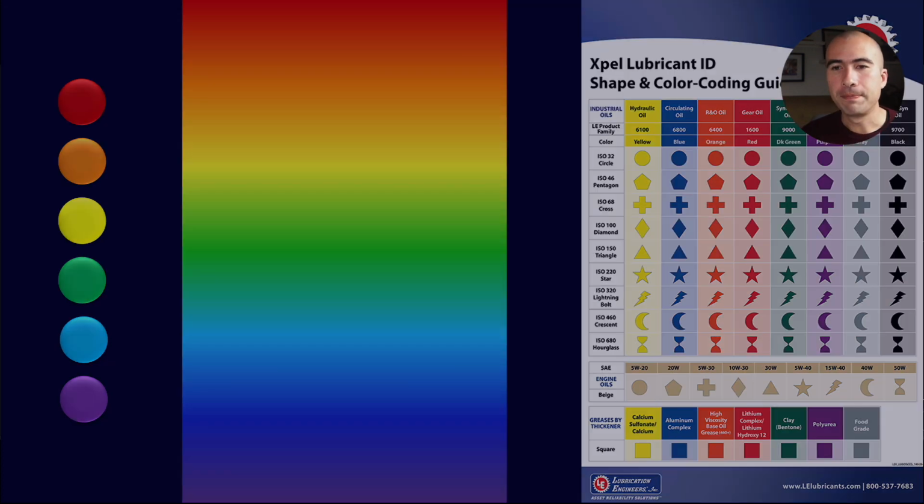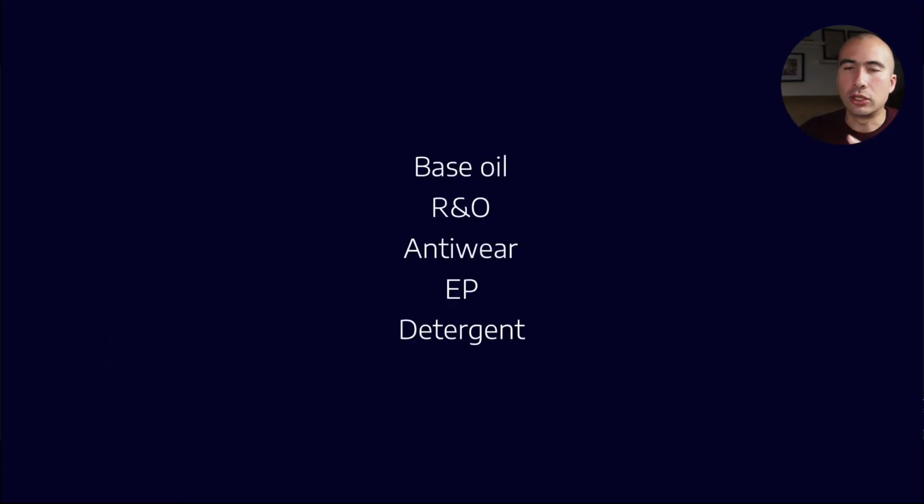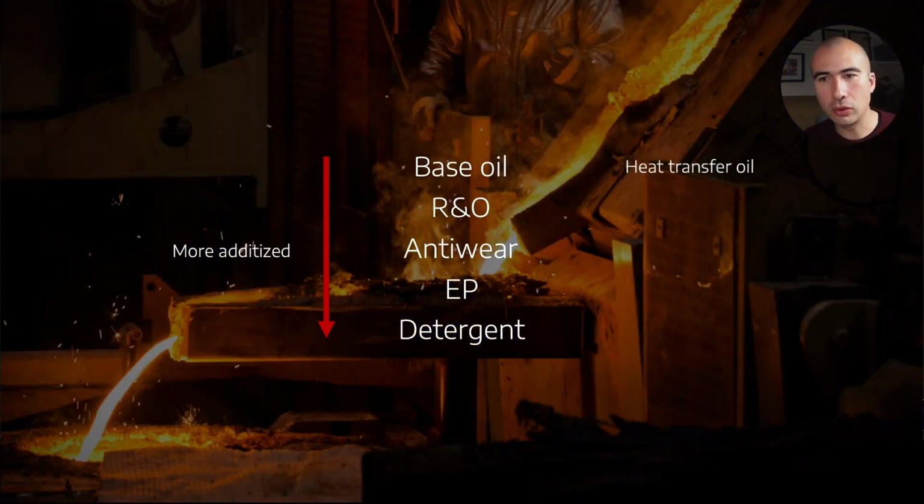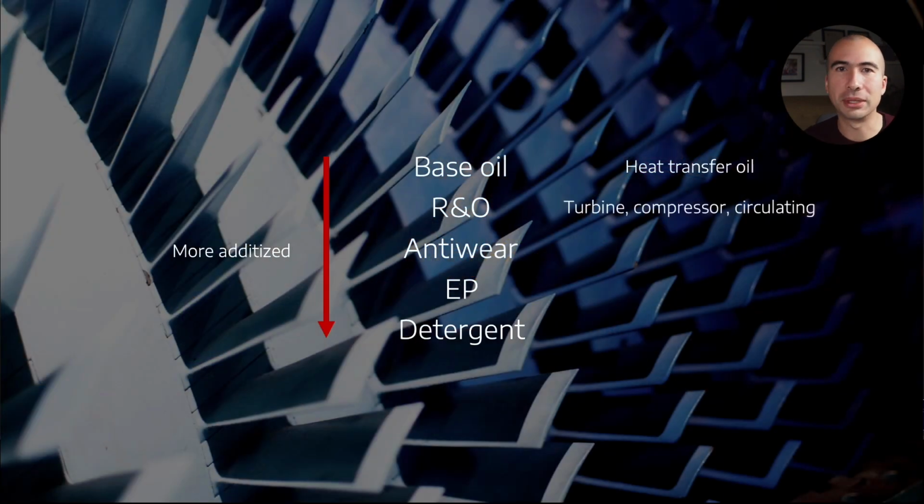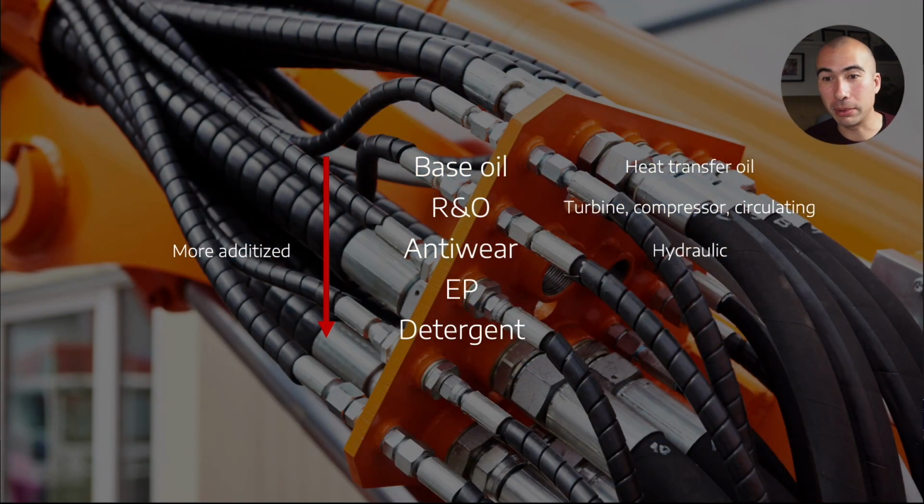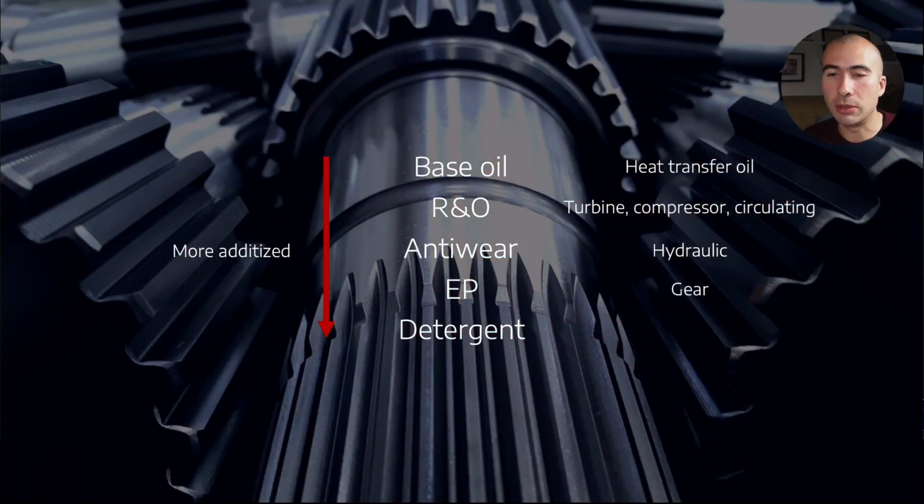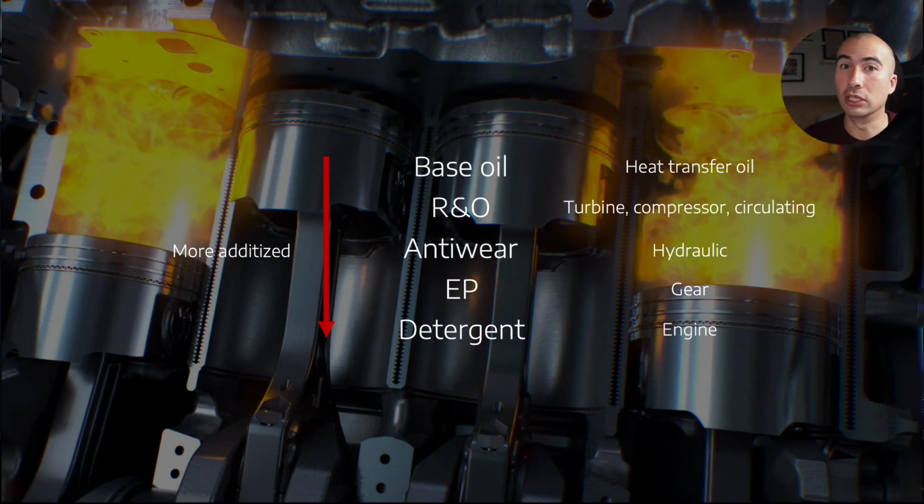All right, with that out of the way, let's now talk about how you can organize the lubricants on site by different colors. We've talked about this system before, where as we go down this list from base oils to R&O oils to anti-wear, EP, and detergent-based oils, they're getting more additized. An example of a base oil would be a heat transfer oil. Something in the R&O space would be a turbine, compressor, or circulating oil. Anti-wear might be hydraulic. EPs are typically the gear oils, and then engine oils are the ones with the detergent dispersant packages. So as we go down the list, we're getting more and more additized.